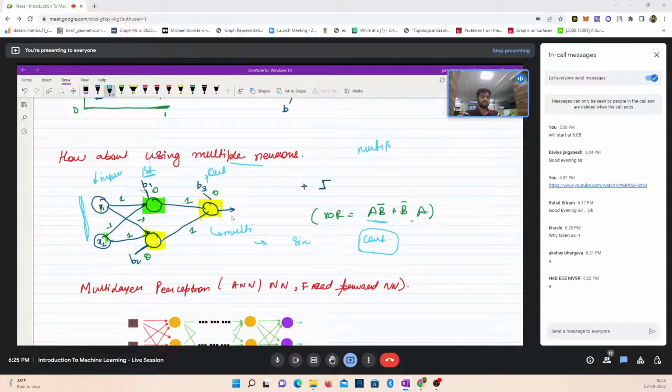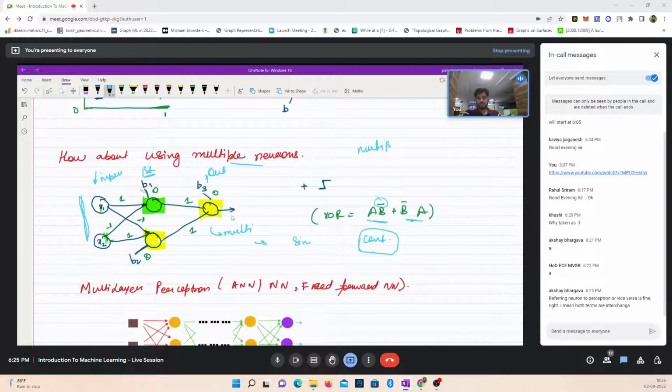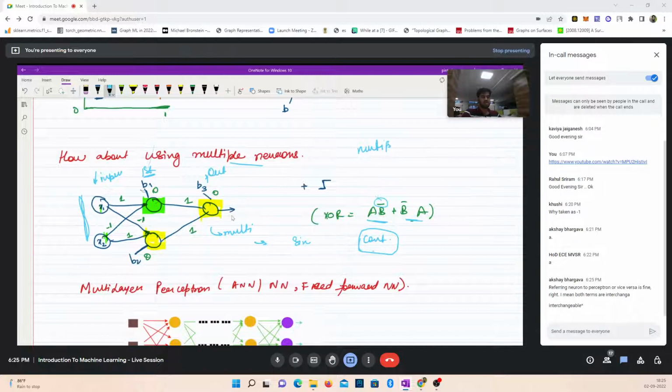The idea that I used over here was that the XOR function is A B bar plus B bar A. This is negation, or I am calling it prime. It is bar actually: A B bar plus B bar A. So this is the negation. If your B is true, then B bar would be false, and vice versa.